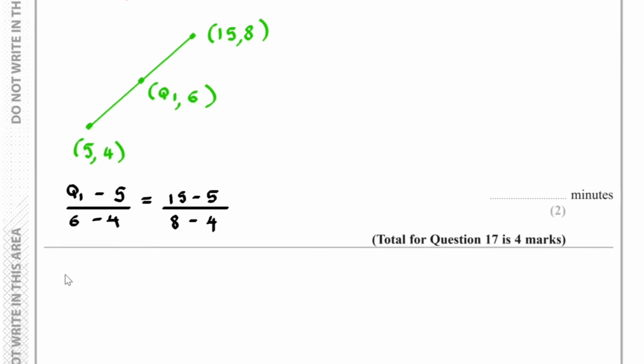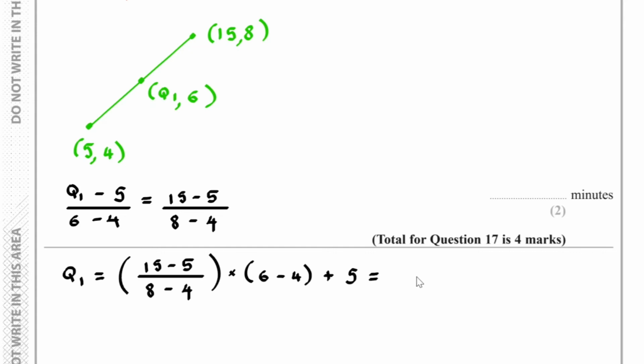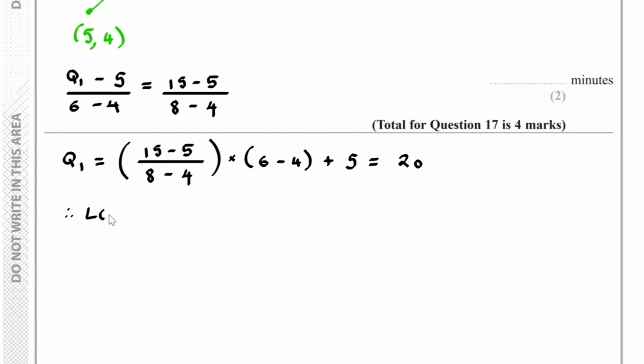So now we can find out what Q1 is. Q1 then is equal to 15 take 5 divided by 8 take 4 multiplied by 6 subtract 4 plus the 5. And if I work this out, I get 20. So therefore, the lower quartile is 20 minutes.